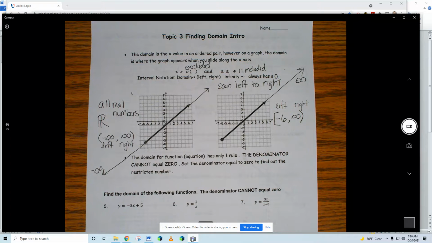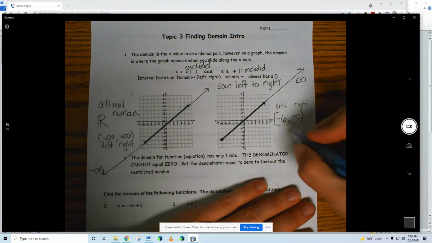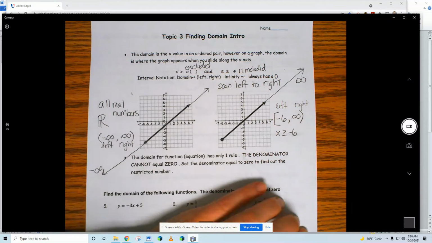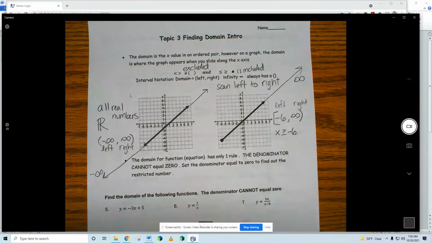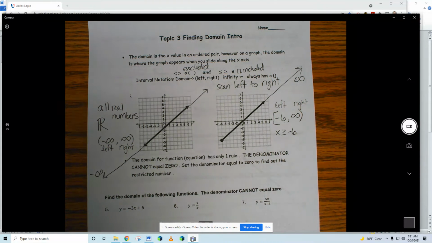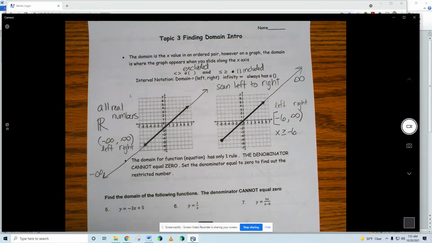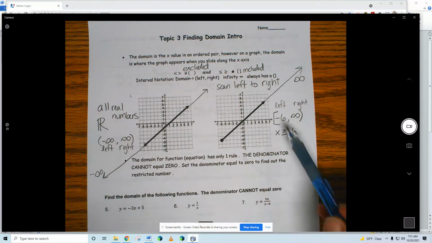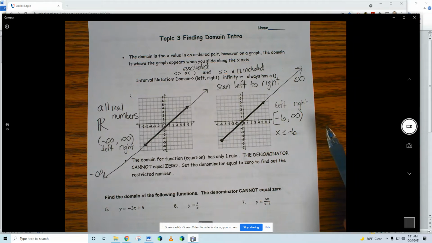You also might see somebody say that the domain, which is x, is greater than or equal to negative 6. That's another way to write it. But at Troy, we like interval notation. But you need to know that there is another notation that exists. So I don't want to leave that out. Okay, so that's on a graph. When I look at a graph, I scan from left to right. I need to be careful to either use parentheses or a bracket, depending on what the graph looks like.